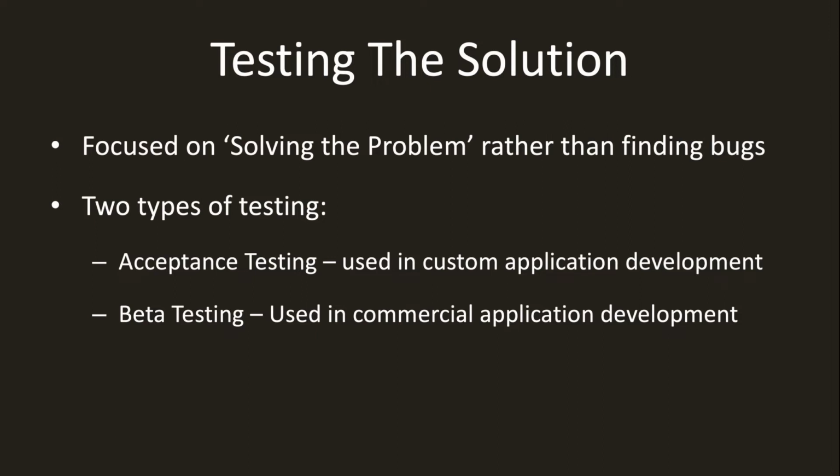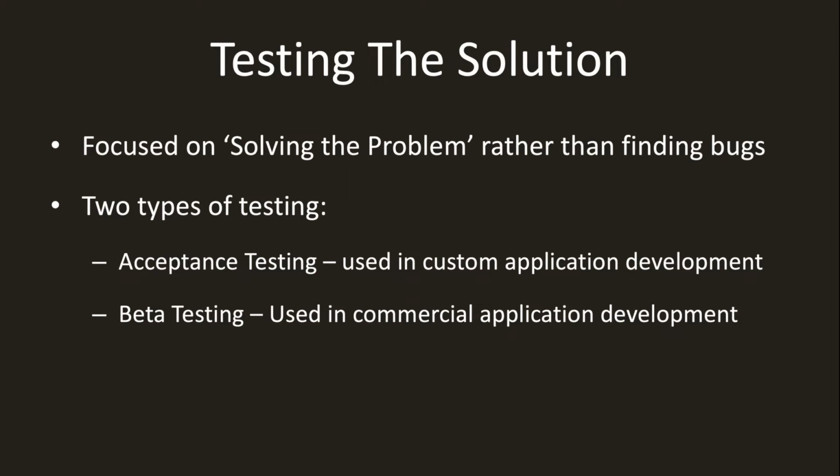If we're building something that's going to be sold commercially, we'll use alpha testing and beta testing. These two different models, we'll talk about later in the course, but alpha testing is done in the actual development environment itself. Beta testing is done out in the wild in a much more realistic sort of environment.